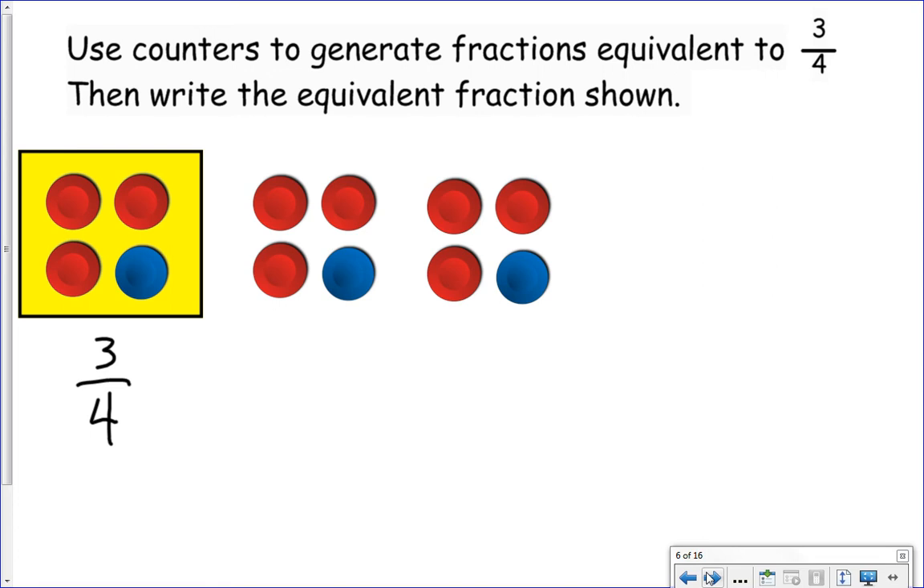You can do it 2 times like I'm doing for a total of 3 groups, or you can do it 1 other time, or you can do it 4 other times. Ultimately, you can do as many times as you want to get equivalent fractions.